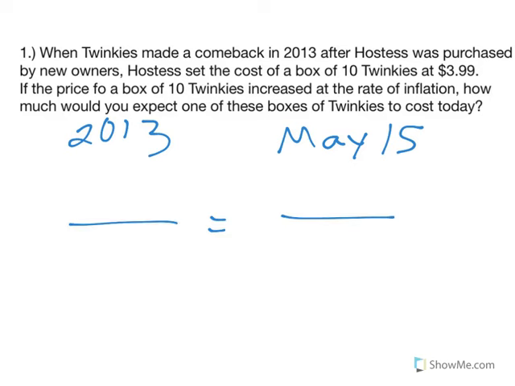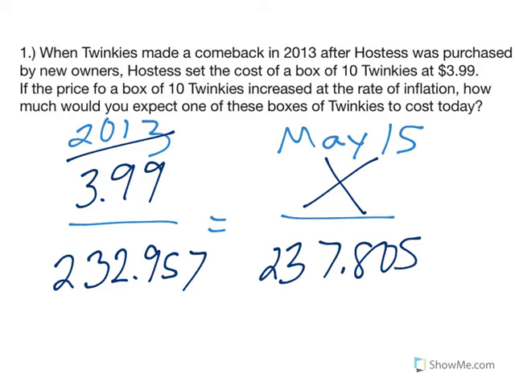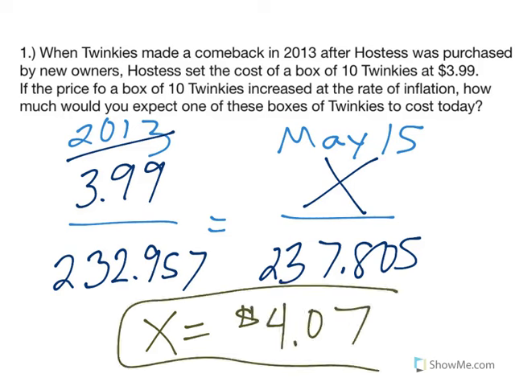So you'll notice on the left side over here, we are using annual because we are just talking about the year. So the annual CPI is 232.957, and we have a price of Twinkies of $3.99. We're trying to figure out what they would be today, and the May CPI is 237.805. So we cross multiply, and we should end up with an answer of $4.07. And it makes sense, hopefully, that it's a very small increase because if you compare your CPIs, it's a small increase from 13 to May of 15. So small increase as well in the numerator.